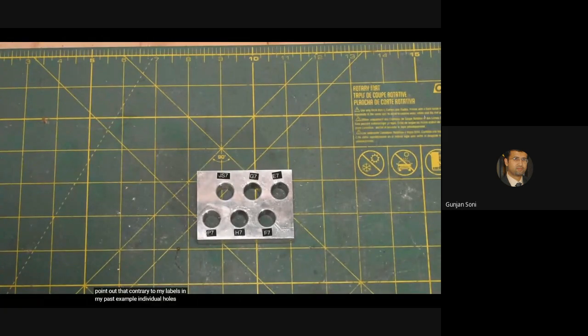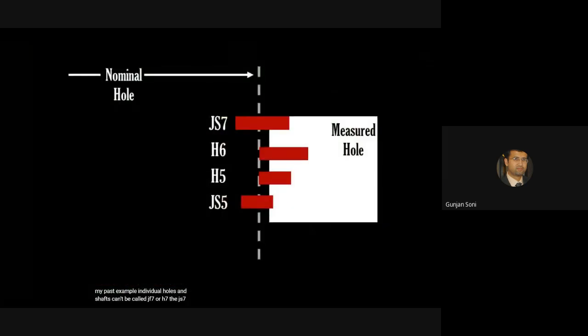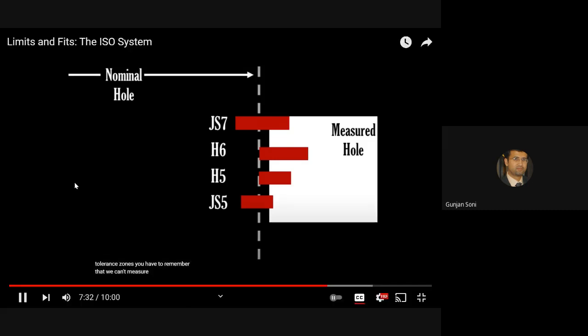This might be a good time to point out that, contrary to my labels in my past example, individual holes and shafts can't be called JS7 or H7. The JS7 refers to the tolerance zone that the hole falls in. A hole that is 10.001 millimeters is in the JS7 tolerance zone, but it's also in the H6, H5, and JS5 tolerance zones. You have to remember that we can't measure the hole until after it's cut, and we have to specify the acceptable tolerance zone before it's cut.